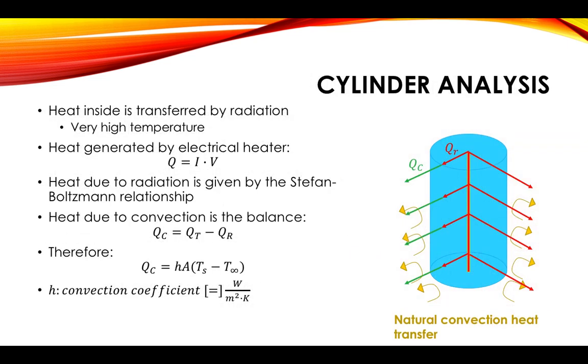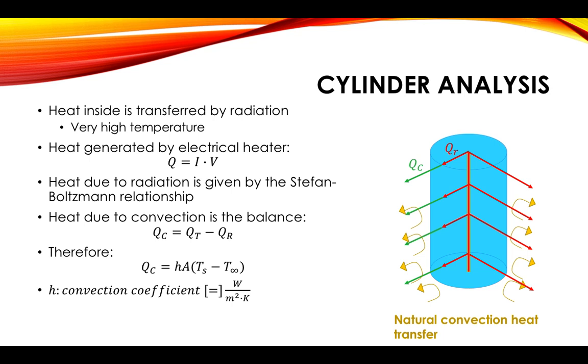For the cylinder analysis, heat is generated through an electrical heater in the center of the cylinder. It is transferred by radiation because of a very high temperature, and the heat generated can be calculated through the power equation, which relates heat generated to current and voltage. So the heat generated is equal to the current times the voltage. The heat due to radiation is given by the Stefan-Boltzmann relationship that has been given before. And the heat due to convection is the balance.